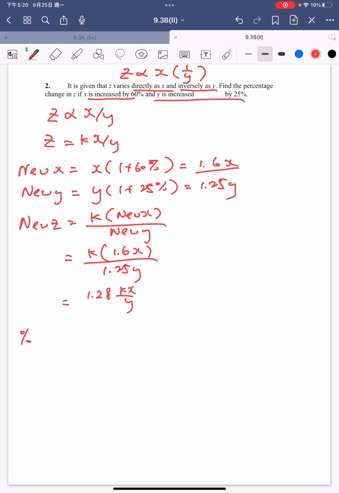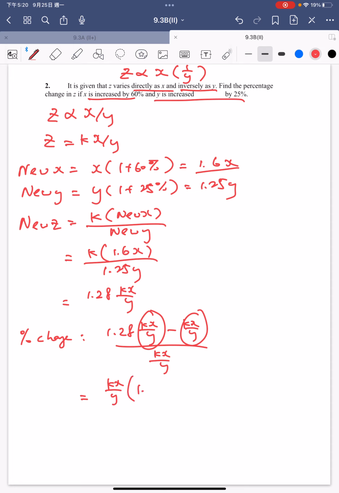Now using our percentage change formula, we can say that the new value of z is 1.28 kx over y minus our old z value, which is kx over y, then divided by the old z value, kx over y. Then we take the common factor kx over y out of the numerator, and what's left is 1.28 minus 1, divided by kx over y. So we can eliminate kx over y from both. Then the answer is 0.28. Changing back to a percentage, we have 28%.